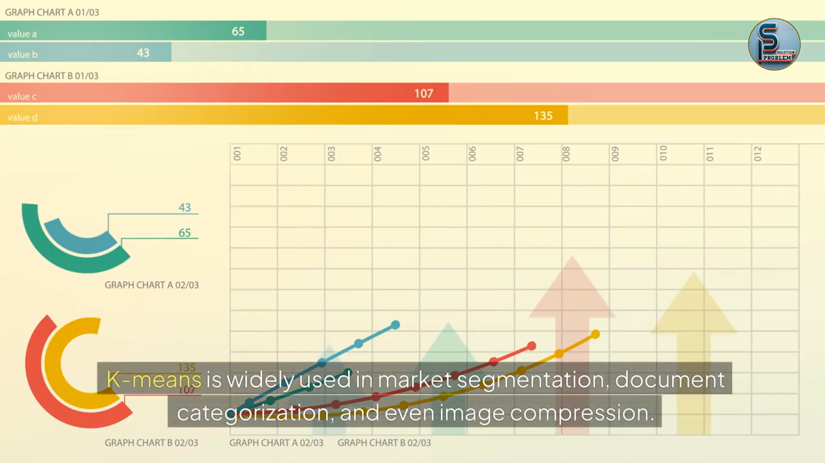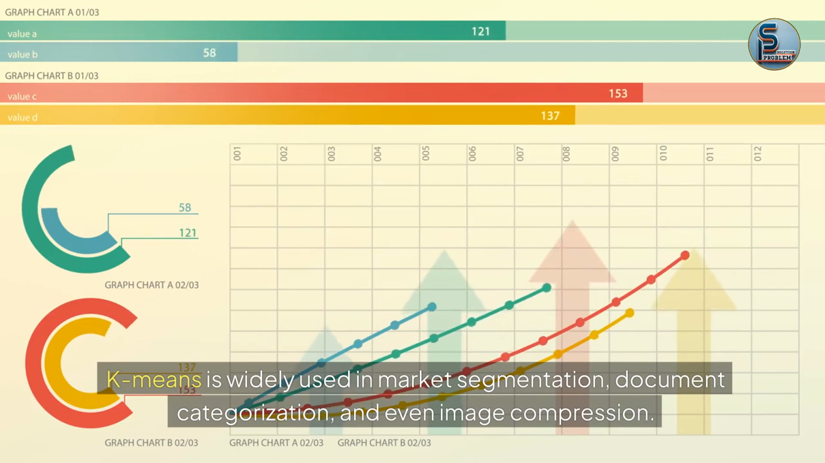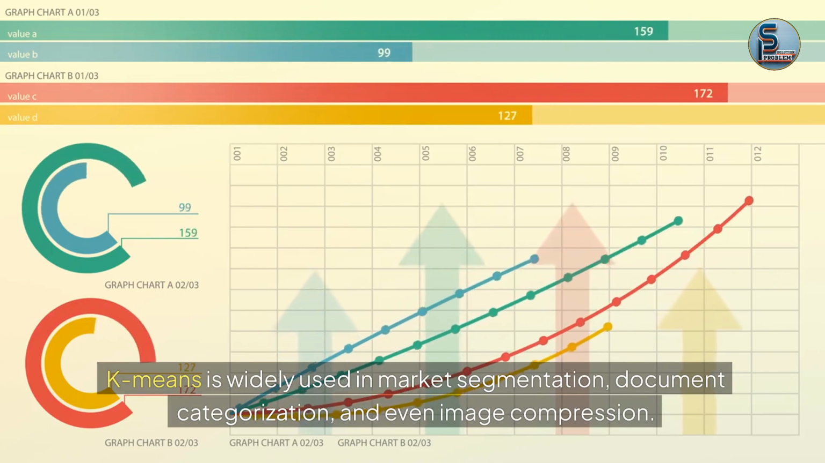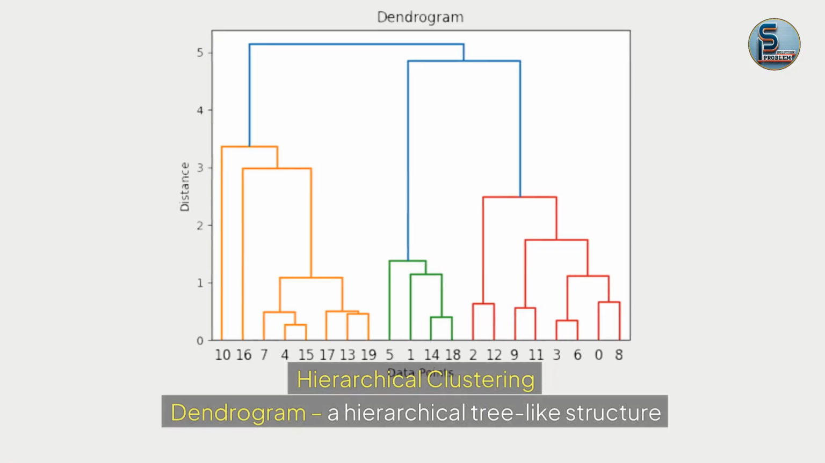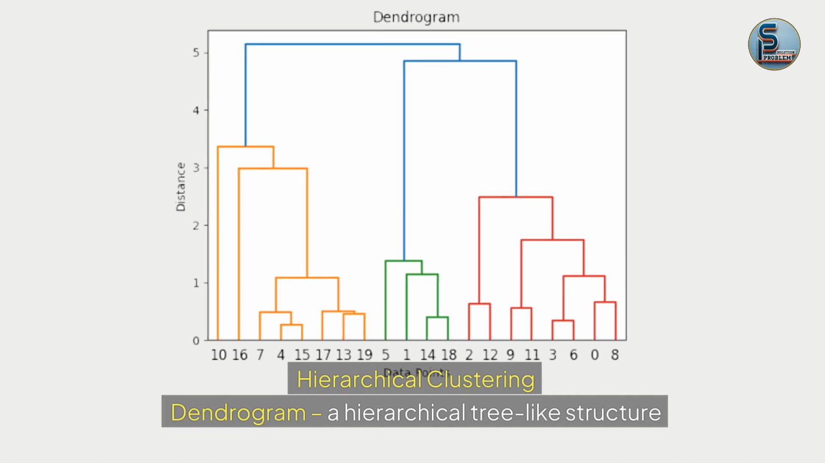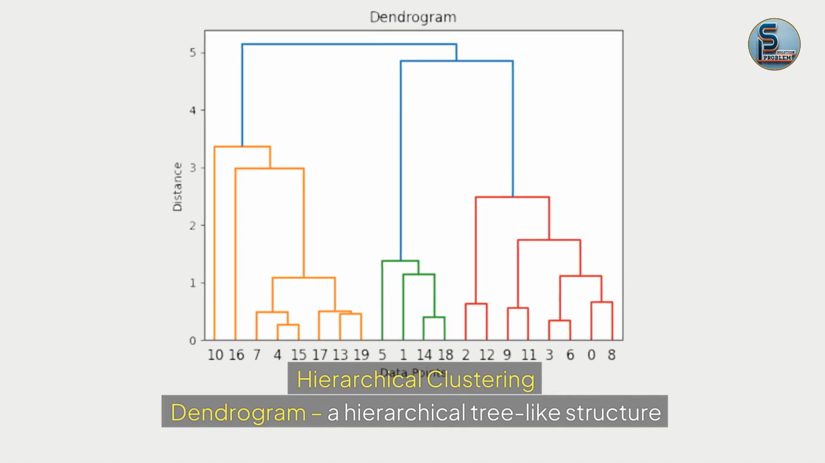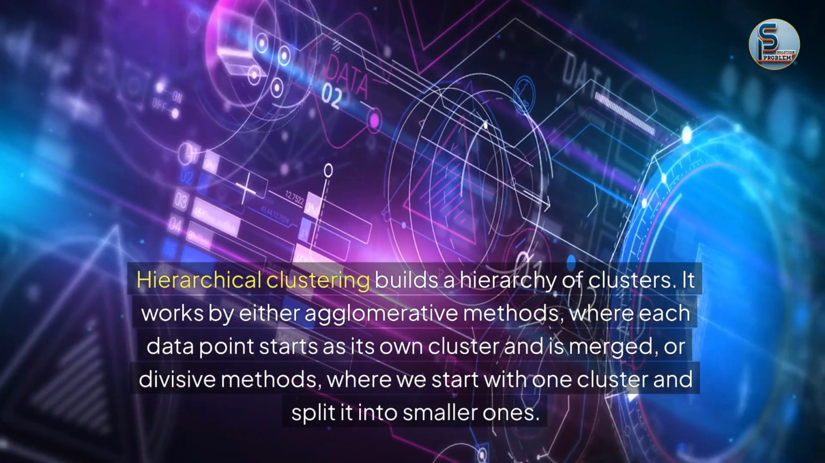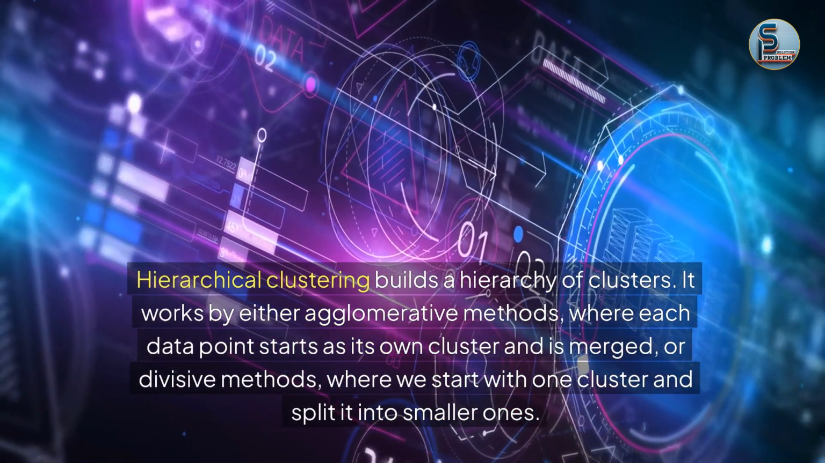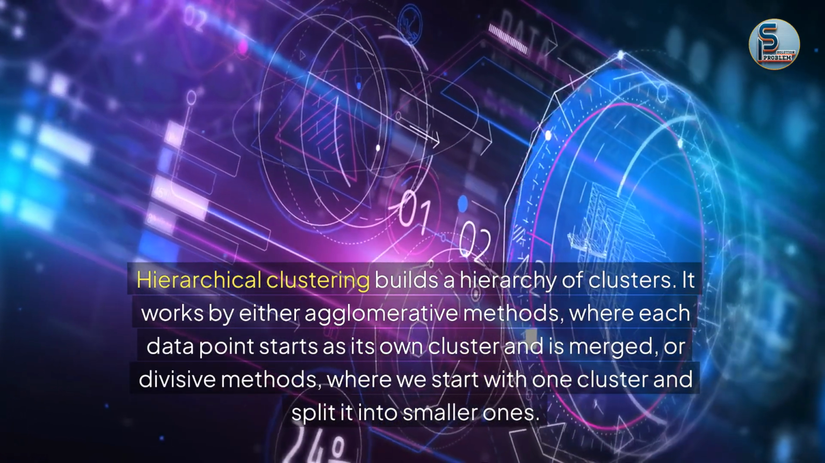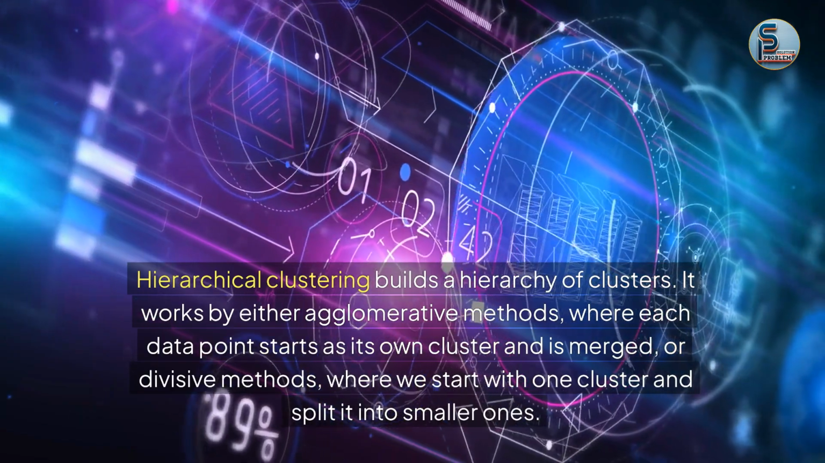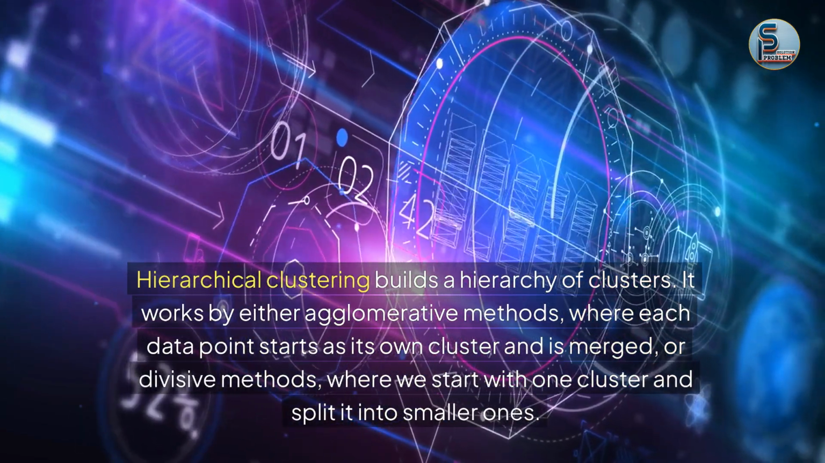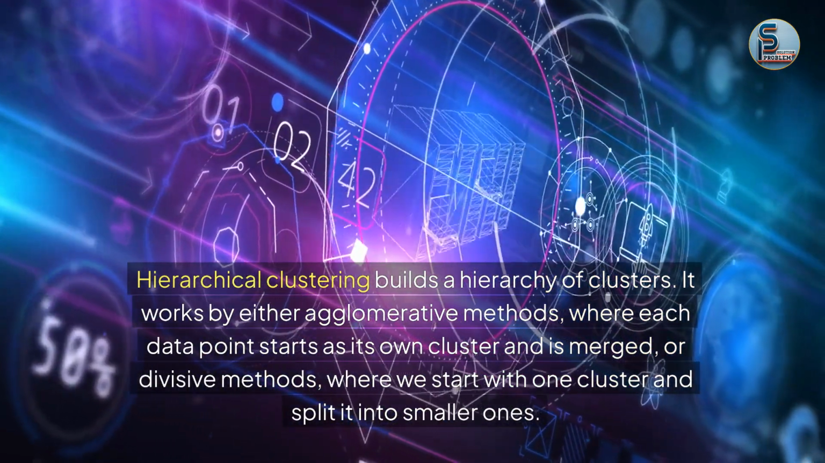K-means is widely used in market segmentation, document categorization, and even image compression. Hierarchical clustering. Dendrogram, a hierarchical tree-like structure. Hierarchical clustering builds a hierarchy of clusters. It works by either agglomerative methods, where each data point starts as its own cluster and is merged, or divisive methods, where we start with one cluster and split it into smaller ones.